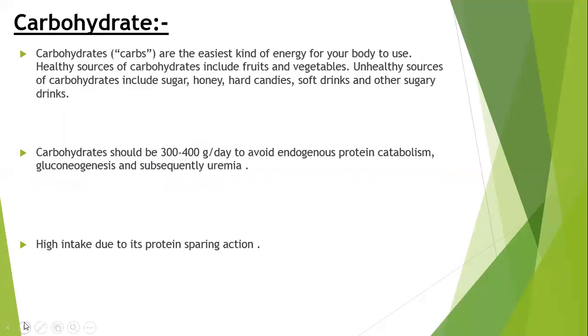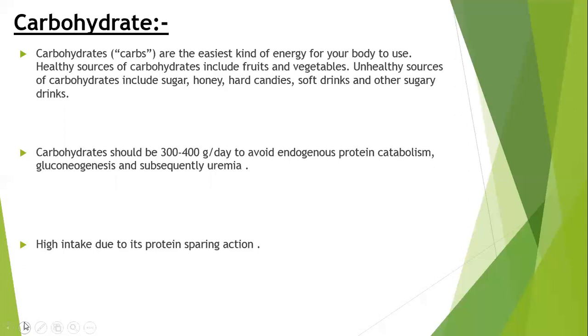Now talking about the carbohydrates. A minimum of 100 grams per day is essential to minimize tissue protein breakdown. It's not like low carb or no carb, such a fancy diet. Carbohydrates are the easiest kind of energy for your body to use. Healthy sources of carbohydrates include fruits and vegetables. Unhealthy sources like sugar, honey, hard candies, aerated drinks, and sugary drinks, no.